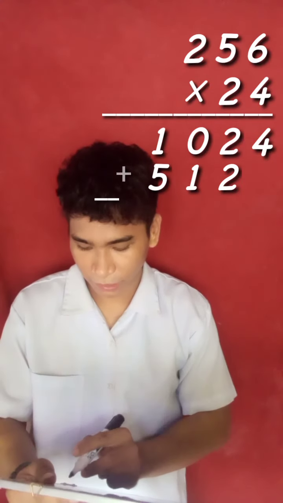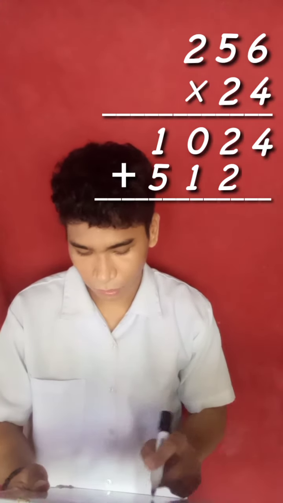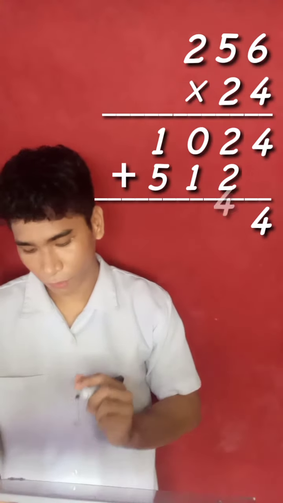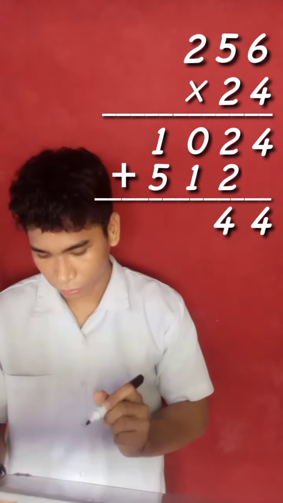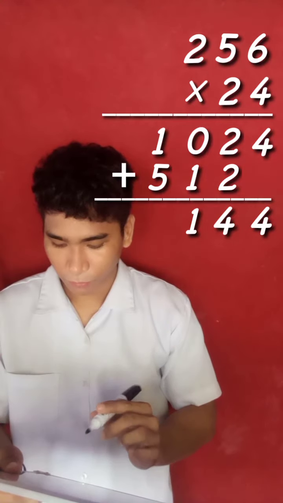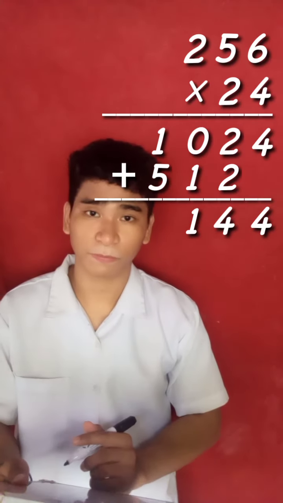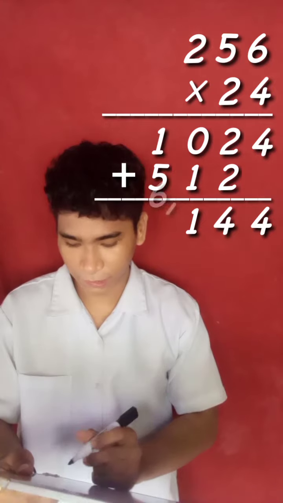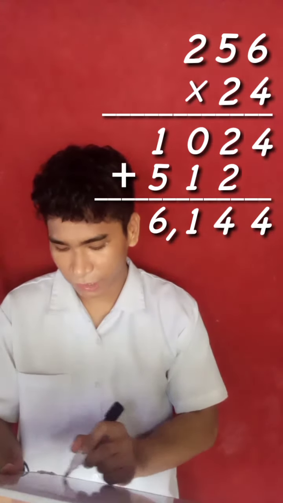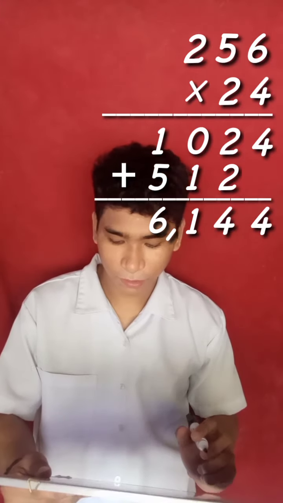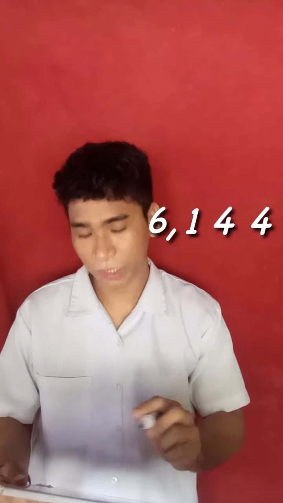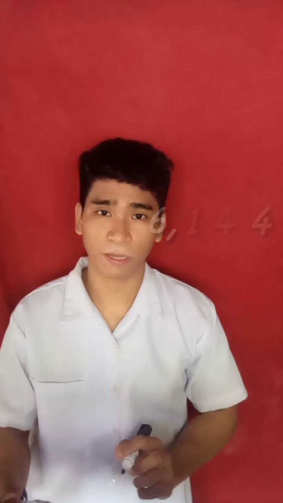Now, let's add. So, bring down 4. 2 plus 2 is equal to 4. And then, bring down 1. Now, 1 plus 5. So, we have the 6. So, the answer is 6,144. 256 times 24 is equal to 6,144.